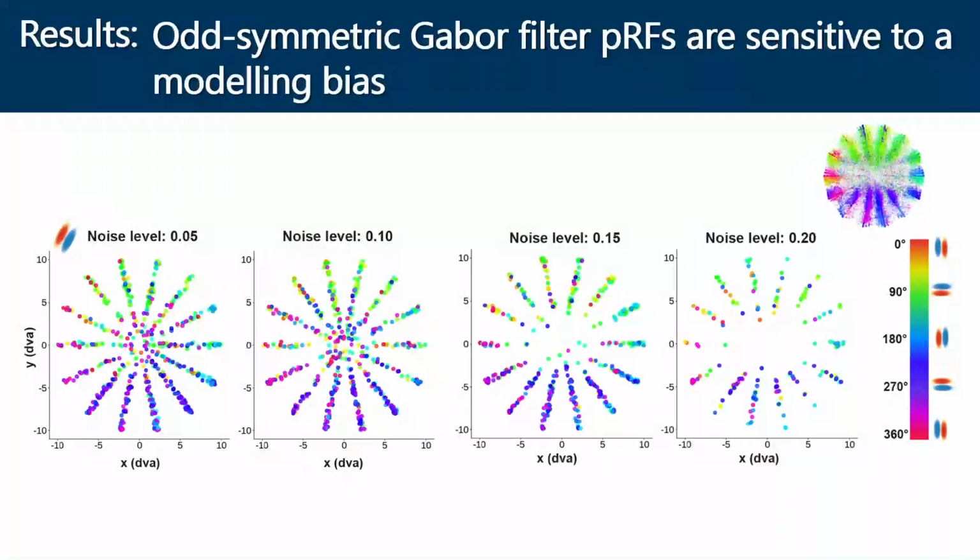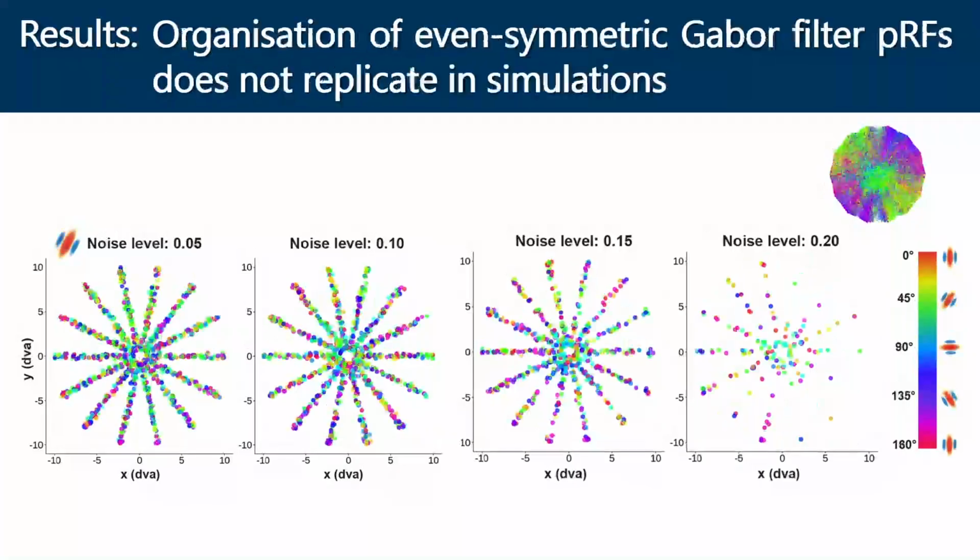We can see that the effect that we see with the odd-symmetric Gabor filter PRFs actually emerges in the simulations, and we see it with all the different types of noise that we use, which highlights that this effect really seems to be driven by something present in the modeling pipeline. If anyone wants to follow up on this, please feel free to do so in the questions. For the ones fitted with the even symmetric Gabors, this does not seem to be the case. It doesn't show up in the simulation, so it might be something physiological.